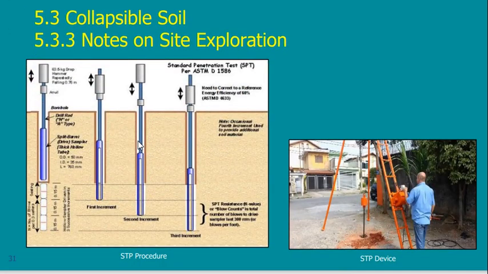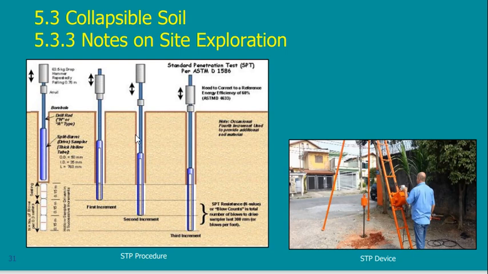This is the SPT test. I think we discussed this SPT test before. As we discussed, this is the shape of the equipment, and I push this equipment 15 centimeters, and another 15, and another 15, and I count the number of blows. I take the number of blows of the second and third portion and add them together to get the N value.